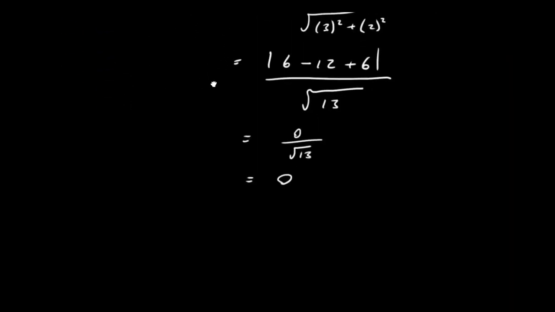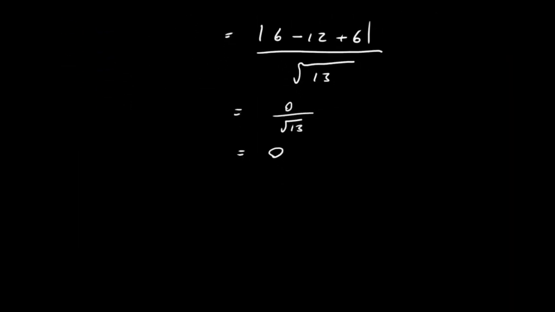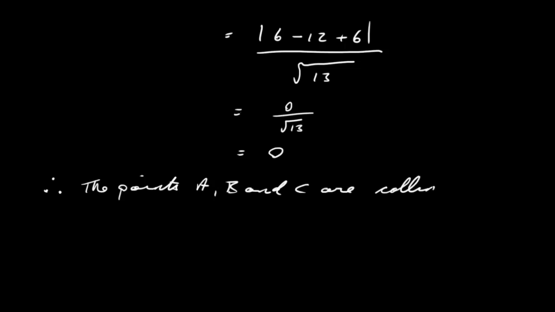So what we can say here is that, therefore, the points A, B, and C are collinear. So the points A, B, and C are collinear, so they are on the line BC. Okay, so that's it for part A.